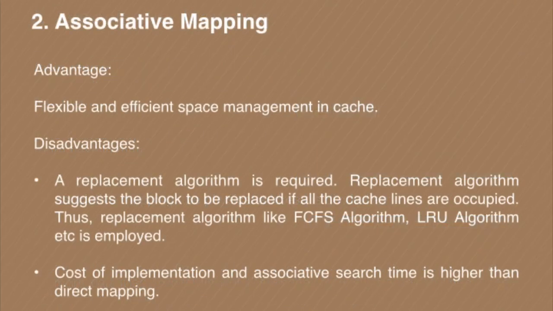Let us see the advantages and the disadvantages of using associative mapping. It is a very flexible method and it provides efficient space management in cache memory. Disadvantages include that a replacement algorithm is required. It suggests the block to be replaced if all the cache lines are occupied.